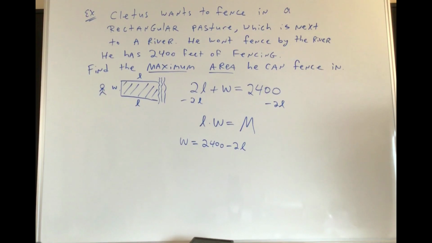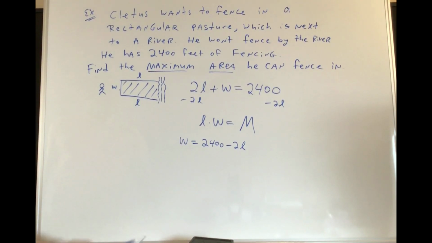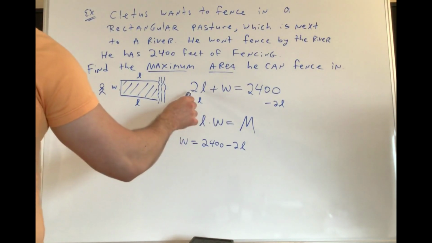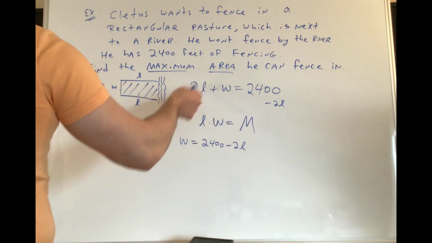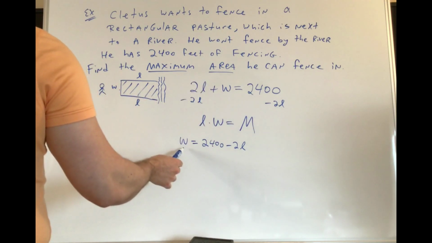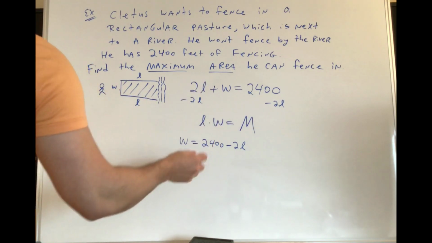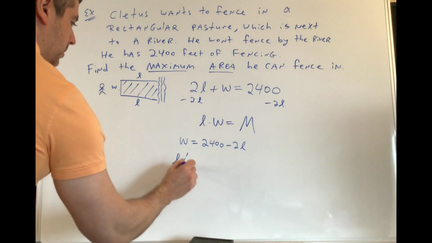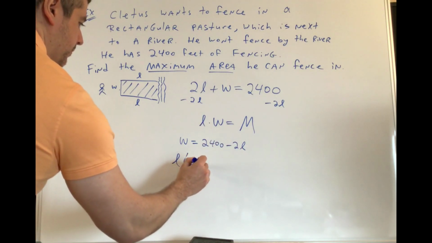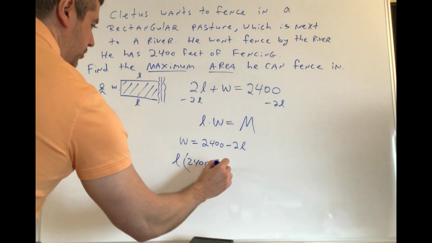So I've taken the liberty of doing that. I move this down ever so slightly. I subtract 2L from both sides, which crosses that out. That leaves me with W alone. Now I'm going to replace W with that. Classic substitution.